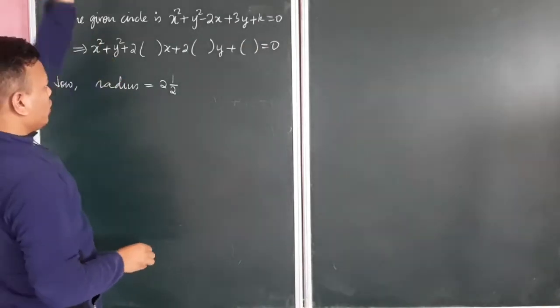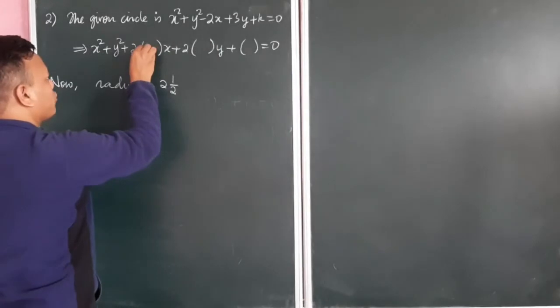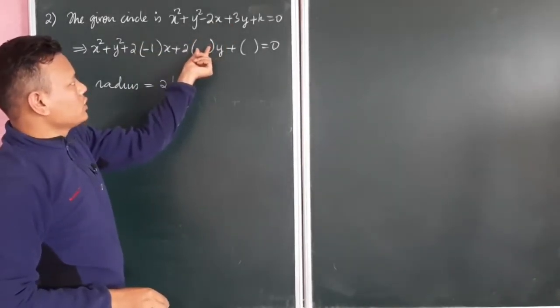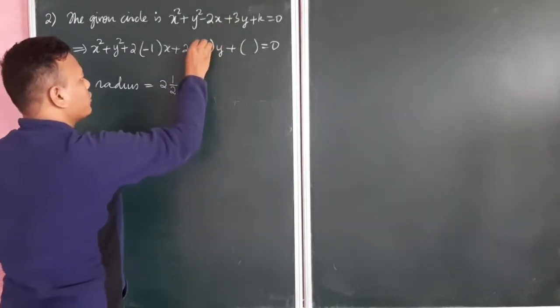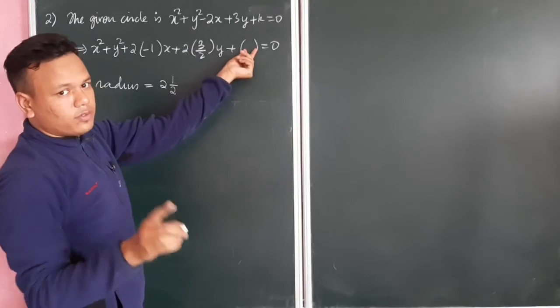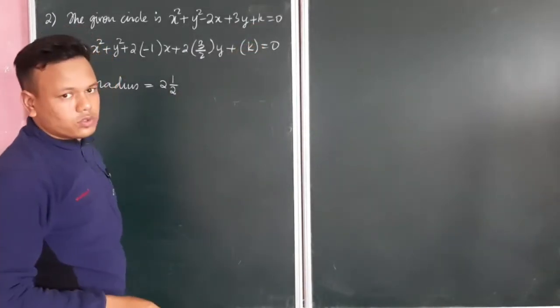Okay, so I need to choose one number such that I will get minus 2x, and that number has to be obviously minus 1. Now I need to choose one number out here so that I'll get 3y, and that number will be 3 by 2, and the leftover number will be your c, that is k is equal to c.